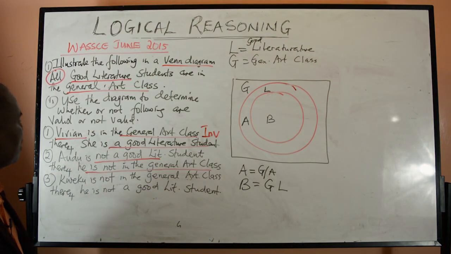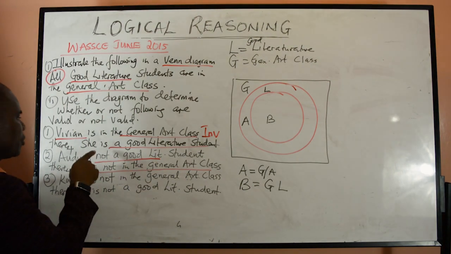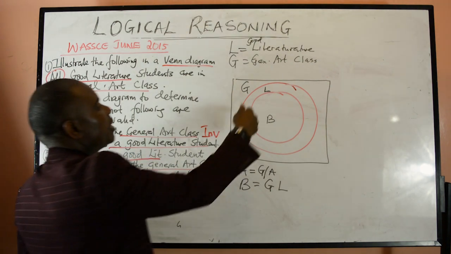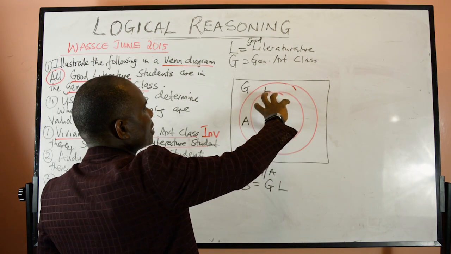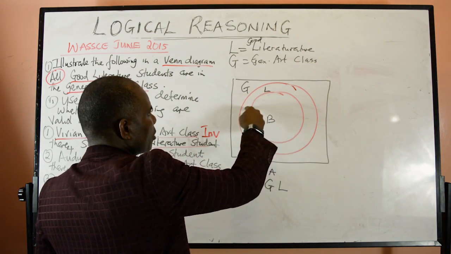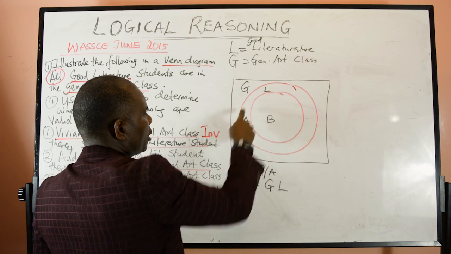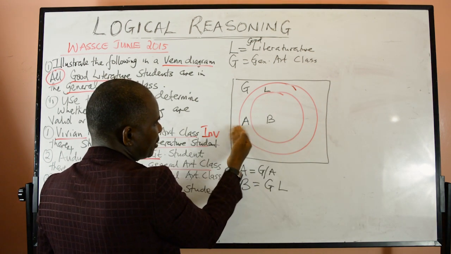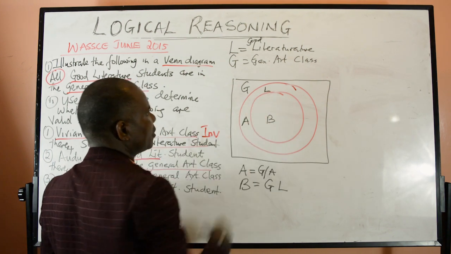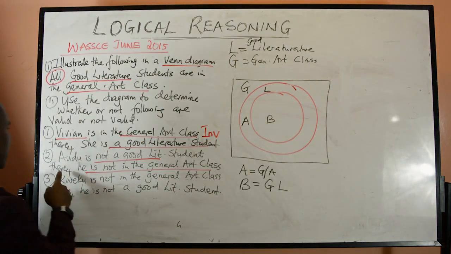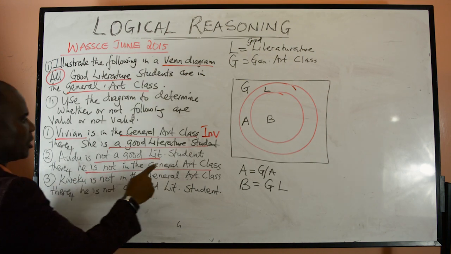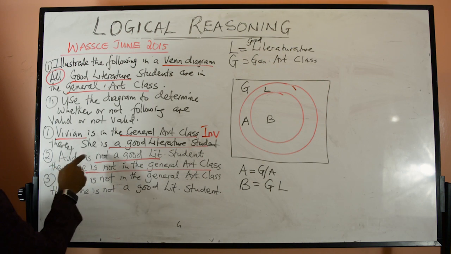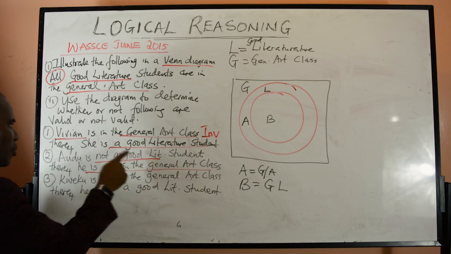So let's look at it. If you are not a good literature student, then you are going to be inside A, because literature students are here, but you are going to be somewhere there. So it is this part outside the literature circle. There is a portion A which is not part of the literature circle. So because we said, therefore he is not in the general art class. They say Ado is not a good literature student.